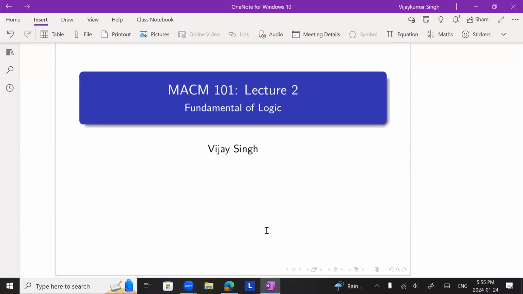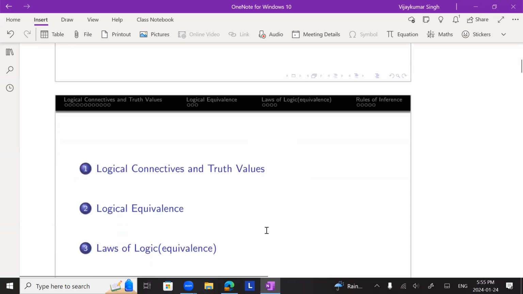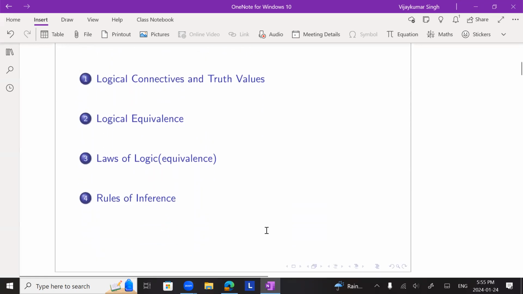Okay, so the next lecture is about fundamentals of logic. So, what are fundamentals of logic? Let's first try to understand what's happening here. These are the topics we are going to explore. But again, without knowing what these topics are, we'll come back to this.